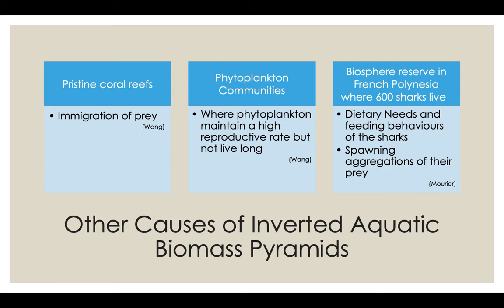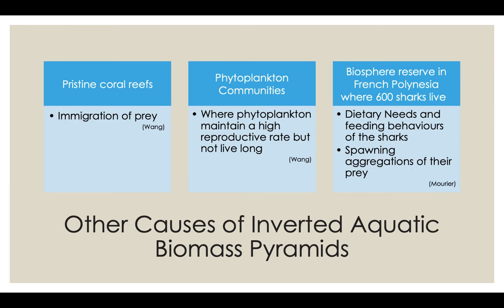Interestingly, there are a number of factors that cause these inverted pyramids. In pristine coral reefs, causes of an inverted biomass pyramid may be due to immigration of prey, and as we saw earlier, in phytoplankton communities, phytoplankton reproduce at a high rate but do not have a long life compared to consumers.